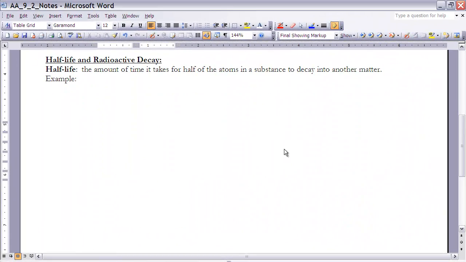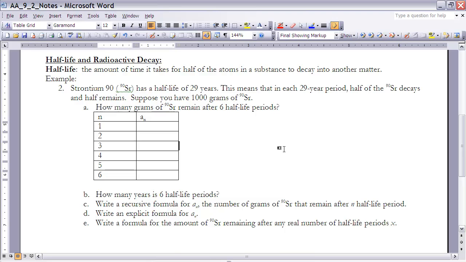So the second type of problem that I'd like to look at is problems involving half-life and radioactive decay. Half-life, we define that as the amount of time it takes for half of the atoms in a substance to decay into another matter. So here's an example that we're going to go through. The thing that we want to think about with half-life is that our growth rate is always going to be 0.5. It's always going to be half.